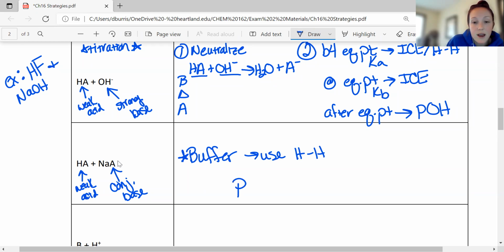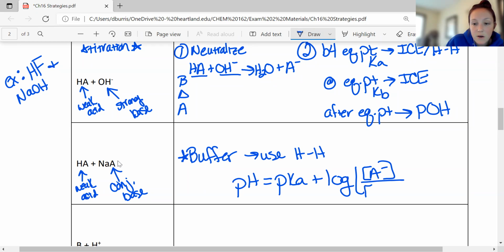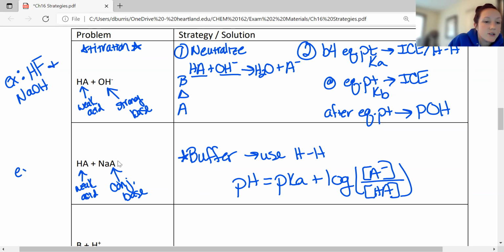So you can use Henderson-Hasselbalch. You do not have to have this memorized. pH equals pKa plus log of A minus over HA. That's it. Okay, so that would be like if I told you I had HF and NaF in a solution. Okay, so the acid and its conjugate. Okay, I'm going to switch to bases unless there are other questions on these two.